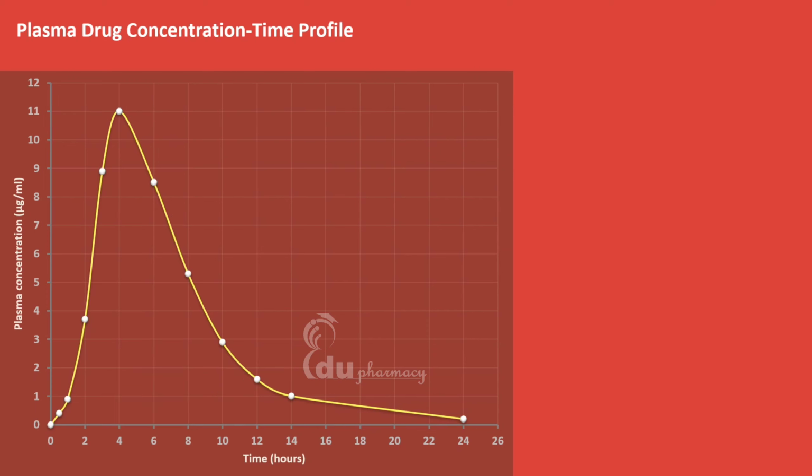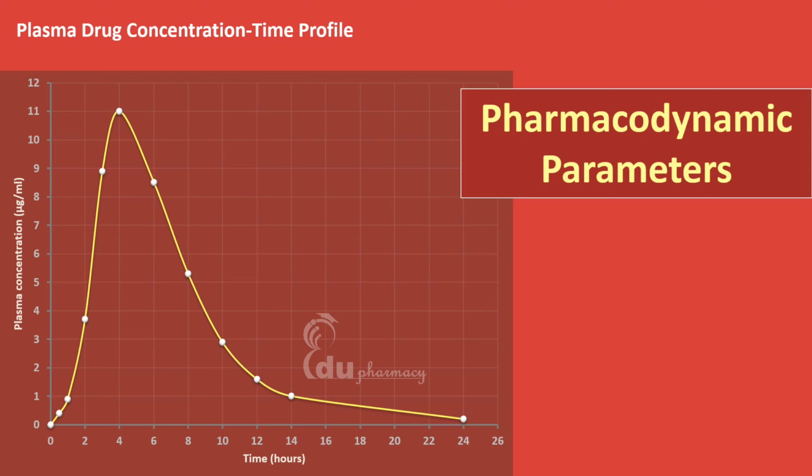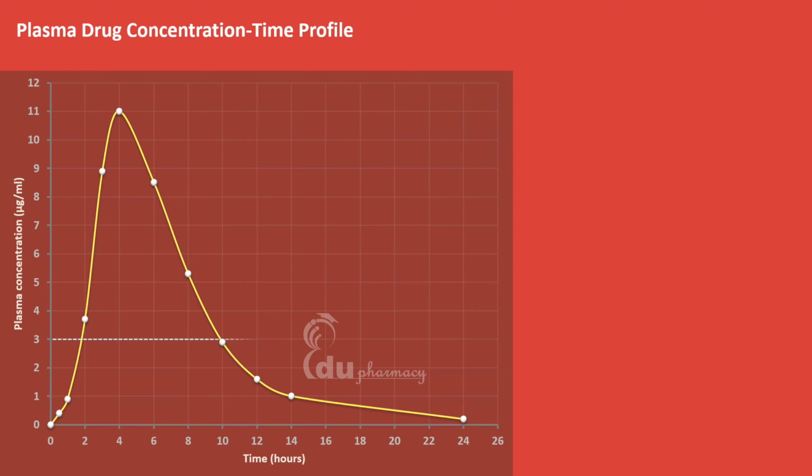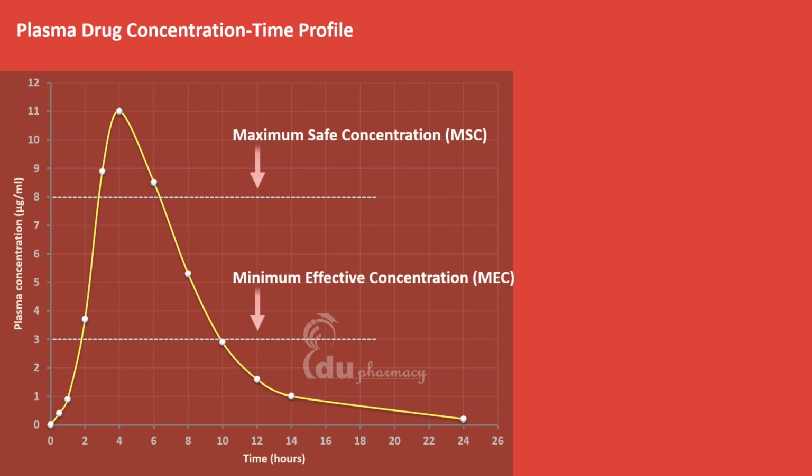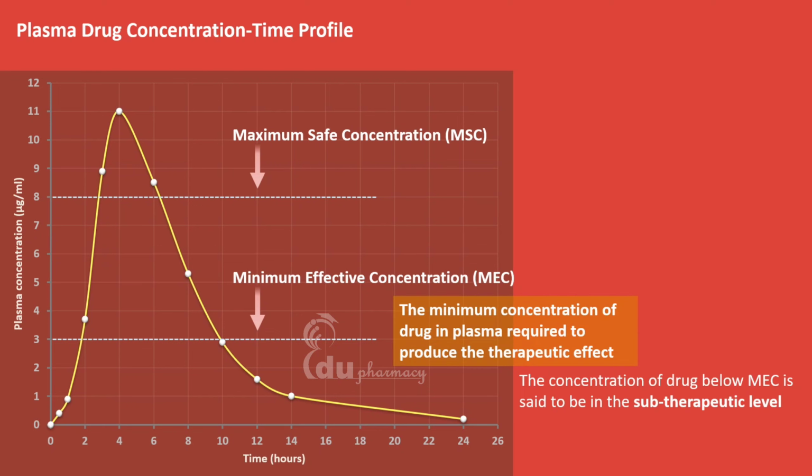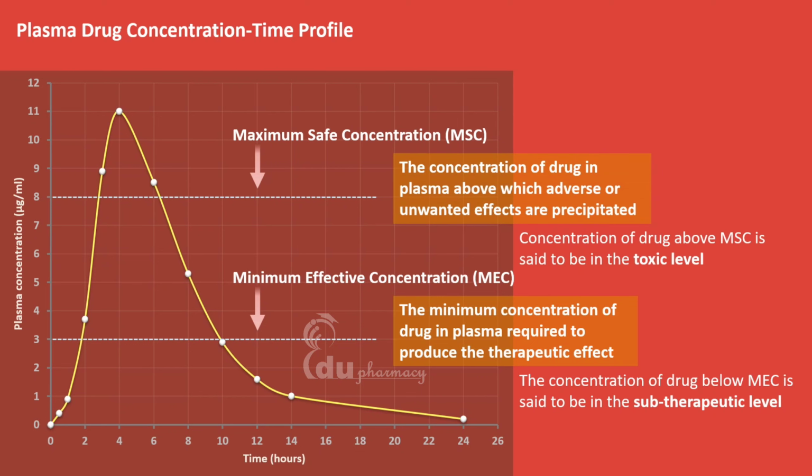Understanding plasma drug concentration time profiles helps in evaluating key pharmacodynamic parameters as well. Let's discuss some of the most important ones. Minimum effective concentration, MEC, and maximum safe concentration, MSC. Minimum effective concentration is the lowest concentration of a drug needed to produce a therapeutic effect, while maximum safe concentration is the highest concentration before toxicity occurs.